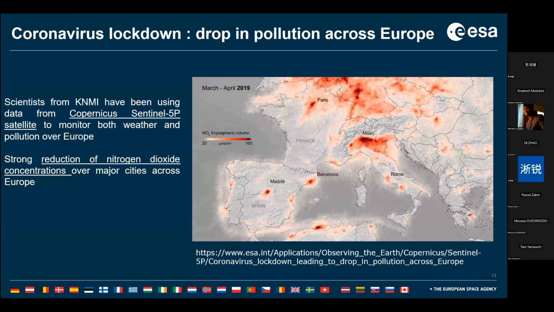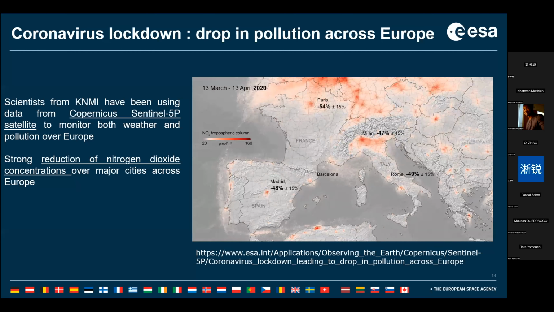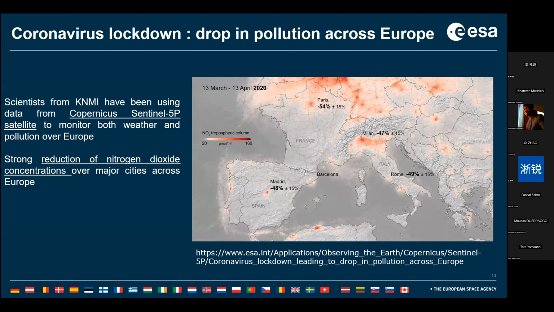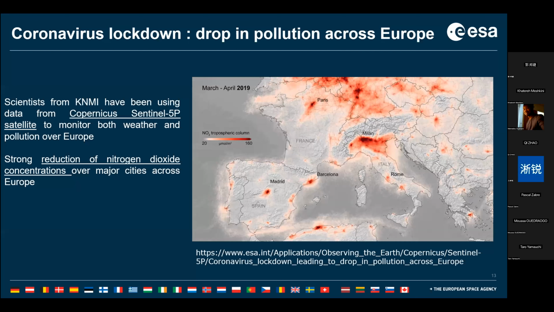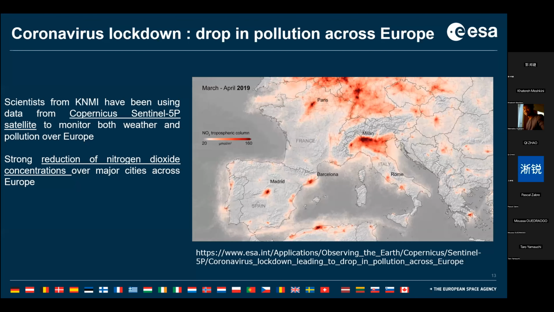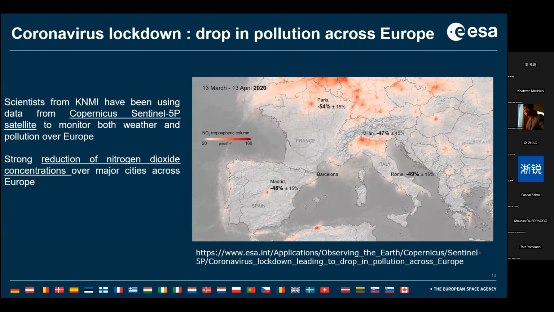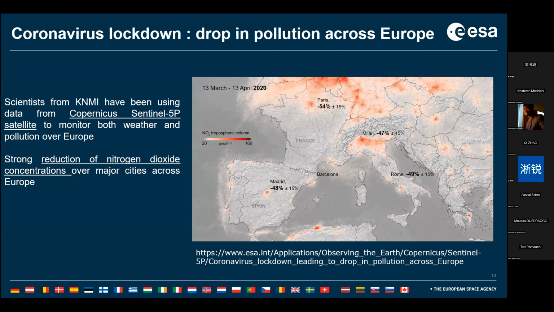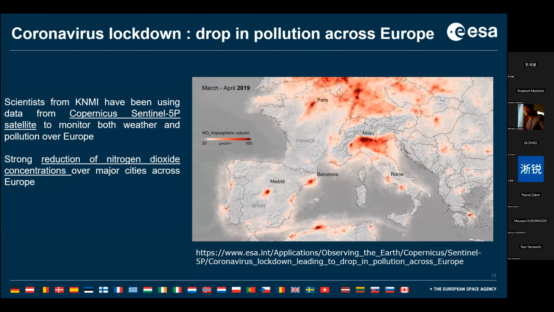And there is also this very advertised example, perhaps not directly linked to climate, but I wanted to show it to you. It is linked to air quality. As we all know, in order to curb the spread of the COVID-19 outbreak, countries across the world have implemented strict measures, placing cities and even entire countries on lockdown.